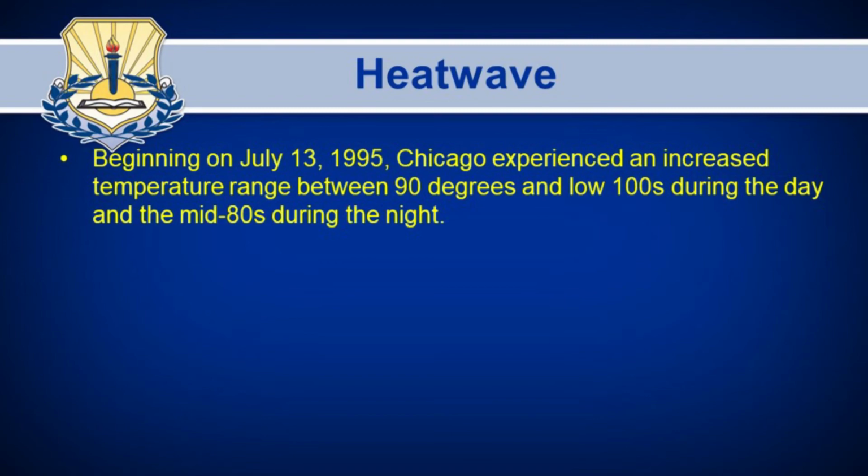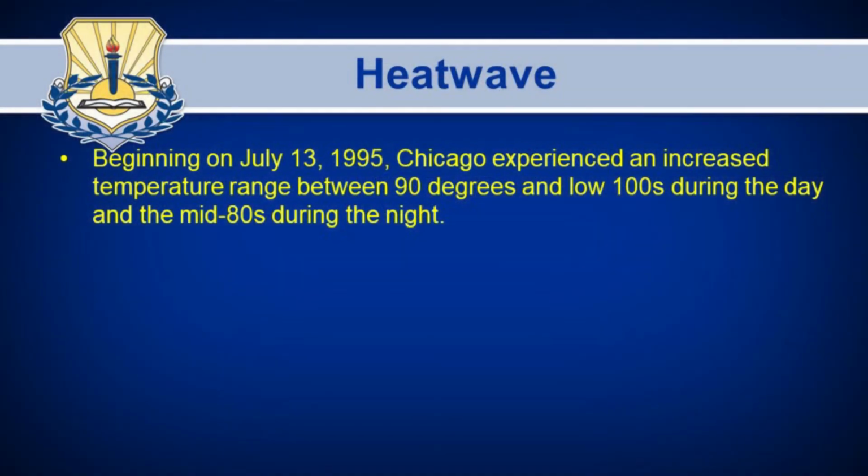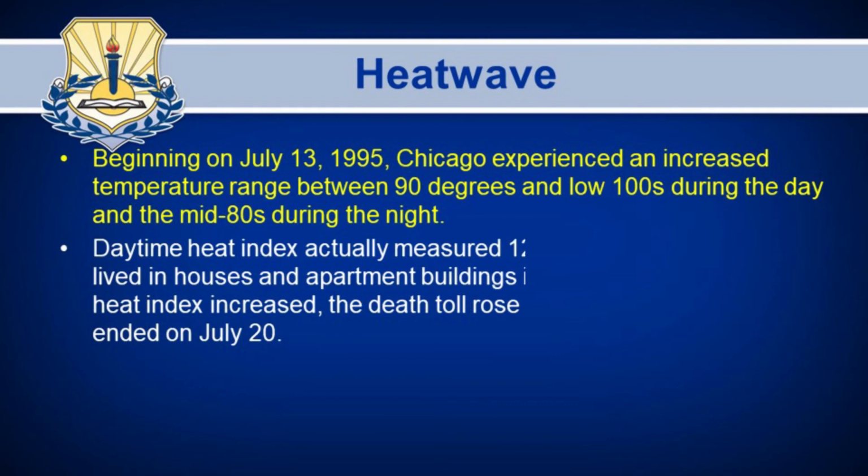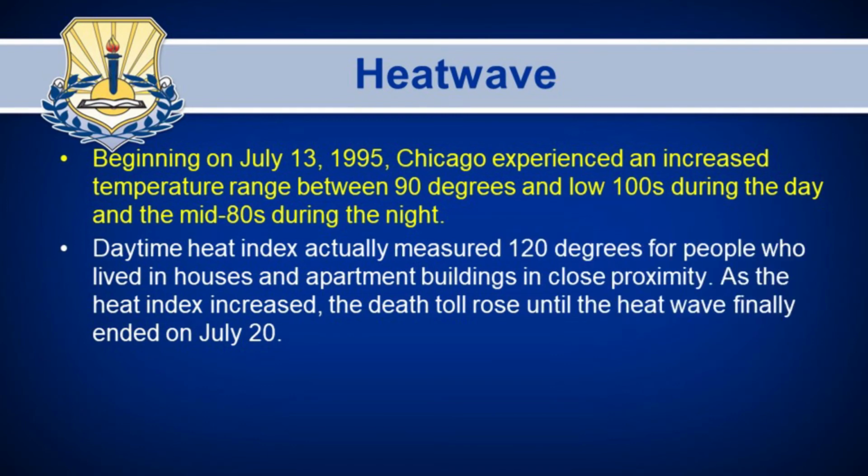Now, mid 80s during the night, especially here in Chicago, is very soupy, as we like to call it here, and it's very muggy, and it does pose an issue for those who do not have air conditioning. So the daytime heat index eventually made it to approximately 120 degrees, where people were living inside homes and apartment buildings in close proximity that did not have any air conditioning, and you can imagine just how uncomfortable and how dangerous it was. And then as the heat index increased, the death toll continued to rise until the heat wave finally ended on July 20th.